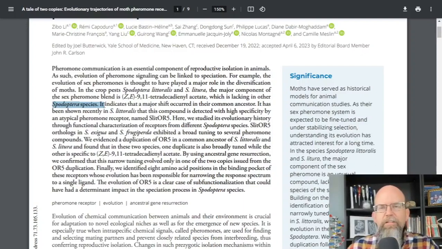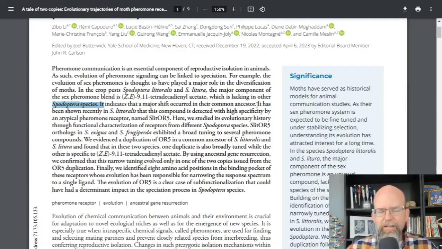So they're looking at a whole, you know, 14 or 15 different species of Spodoptera. These two particular ones are of special interest because they're crop pests. They discover that in these two particular species, there's this particular pheromone which seems to be lacking in other species, which raises the question, well, where did that pheromone come from? Like, what's the origin of that particular pheromone? And then there must be a receptor for that particular pheromone. This indicates a major shift occurred in their common ancestor. These two have been thought for a long time to share a common ancestor. They're very similar to each other compared to the other Spodoptera species.